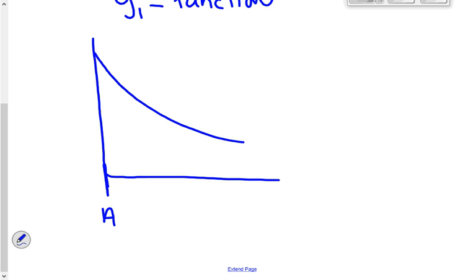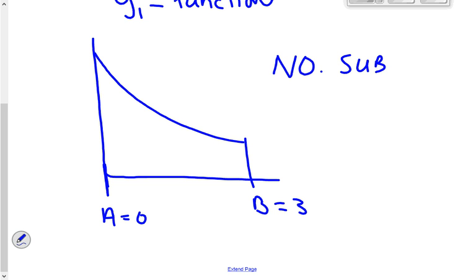And then B is the other end of our situation here. So what should B be equal to? 3. If you put A equals 0, then you hit enter and B will pop up. And then you put in your 3 and you hit enter. And then it says no subint. There's a period there.